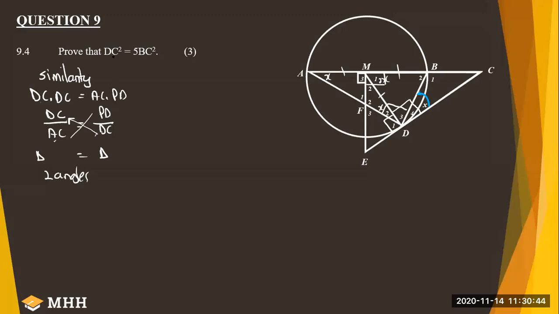Right? But is this going to help me to get to this question? So what is the other option? If you see a square, Pythagoras.